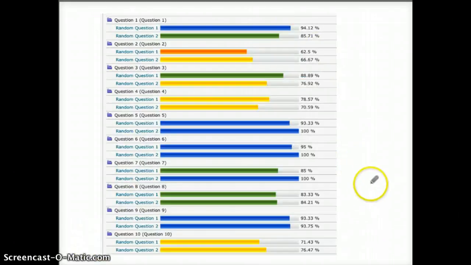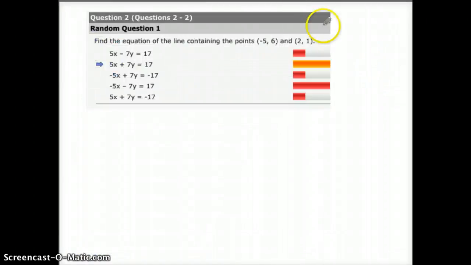All right, so here are the questions and the performance of the entire class on the questions. I know you don't want me to go over every question. Let's look at the ones that gave you trouble. Looks like 2, looks like 4, and then looks like 10. That's what I suggest. All right, so let's look at this.